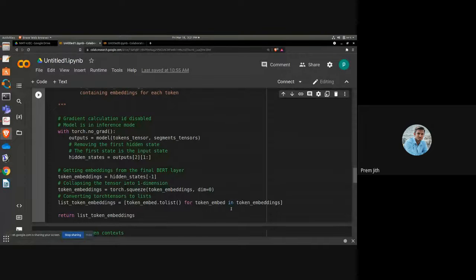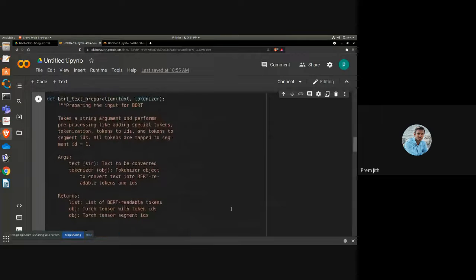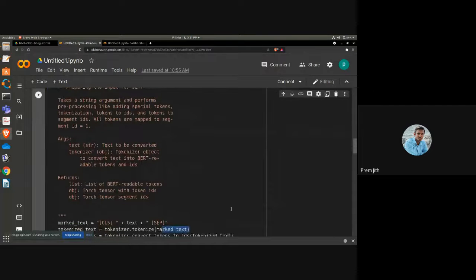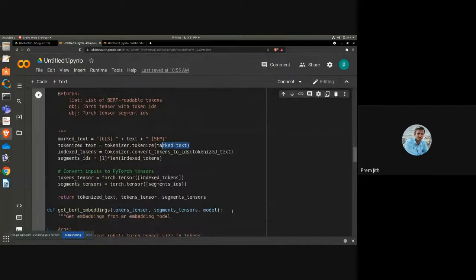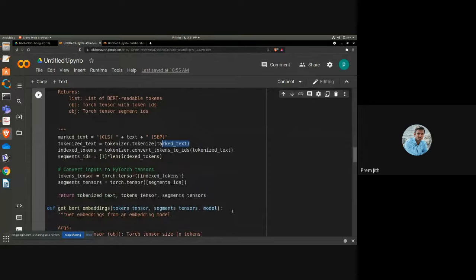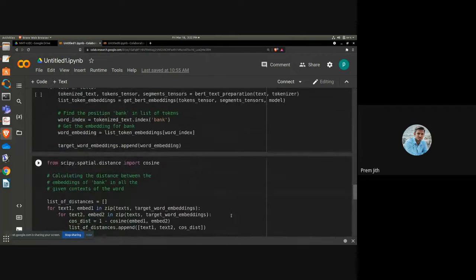I want to give importance to this also, like text preparation. Actually, this is doing a lot of tasks, and that's it. So this is BERT based embedding.